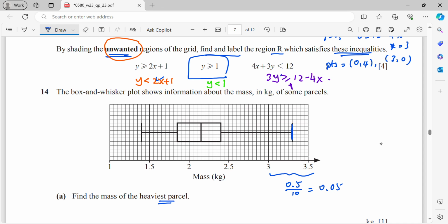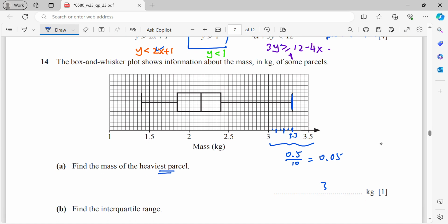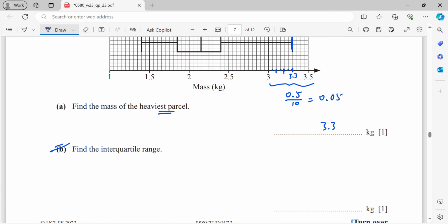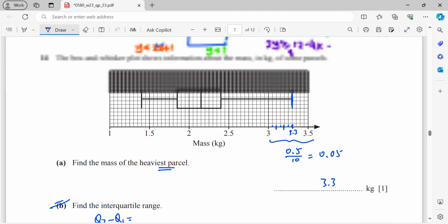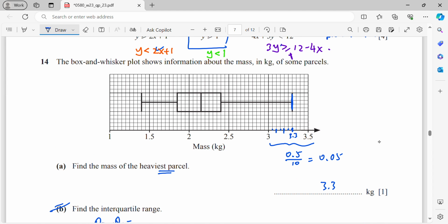Now I count 1, 2, 3, 4, 5, 6. So here is 3.1, 3.2, 3.3. Therefore, the heaviest parcel is 3.3 kilograms. Now B, find the interquartile range. Interquartile range is Q3 minus Q1, which is the upper quartile minus the lower quartile. When you look at this box and whisker plot, this is your Q1, the middle value is Q2, which is our median, and then this is Q3.